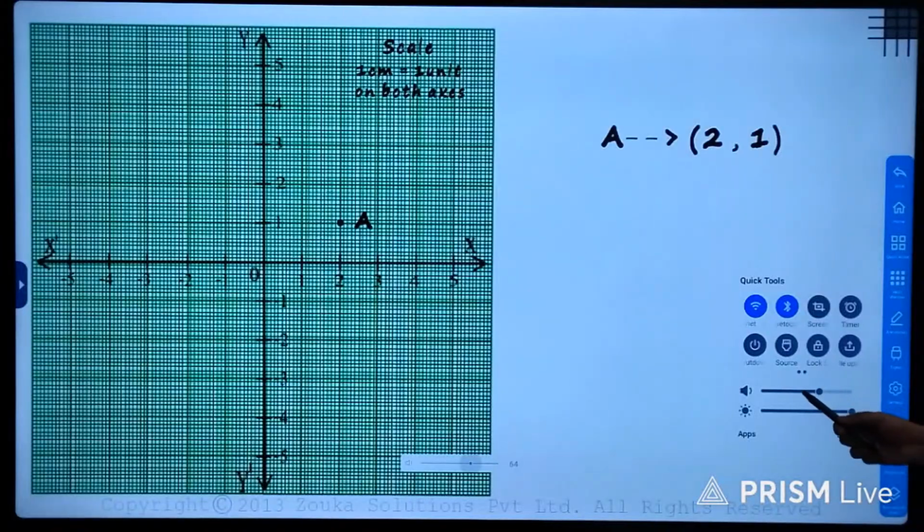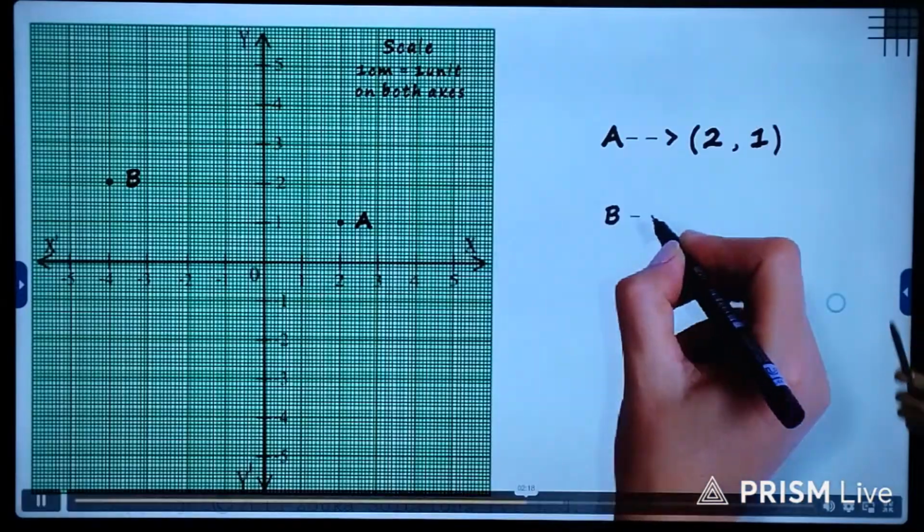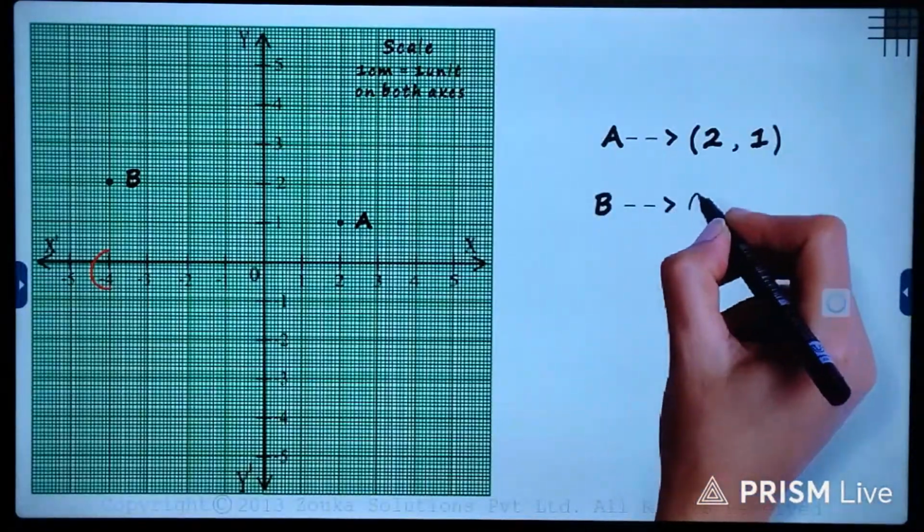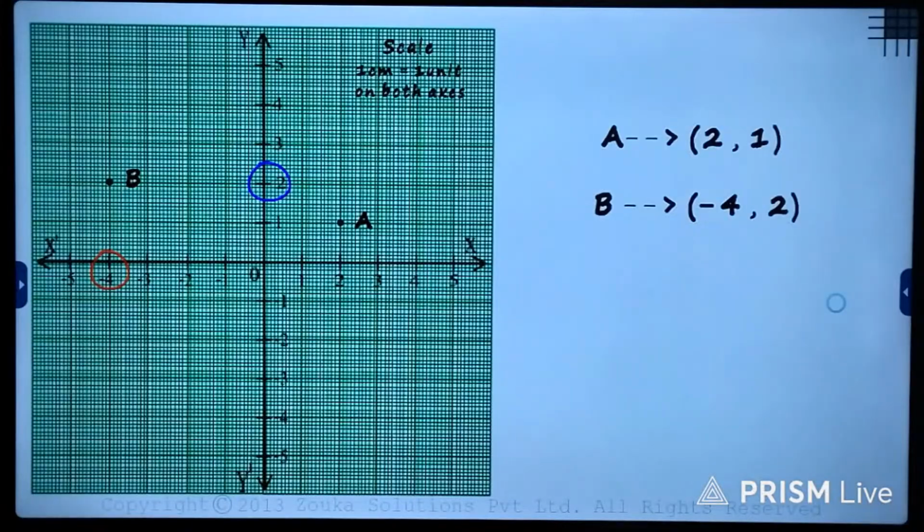What are the coordinates of this point B marked here? The coordinates of point B are 2, minus 4. 2 on the y-axis and minus 4 on the x-axis. Do you think what I said was correct? No, it wasn't. Remember, the x coordinate should always come first. Let me just erase this. So we write the coordinates of point B as (minus 4, 2).